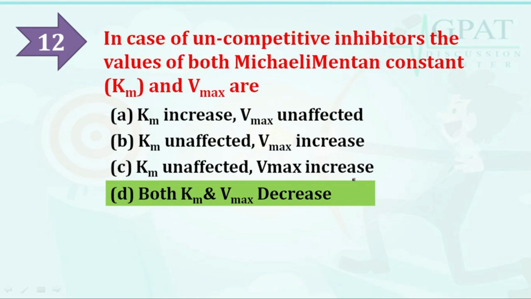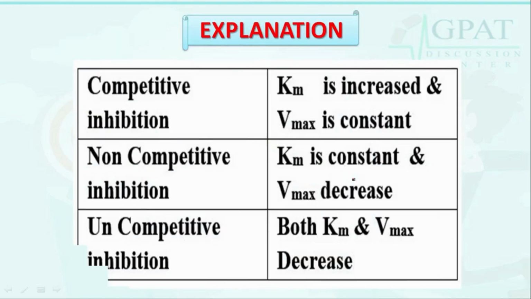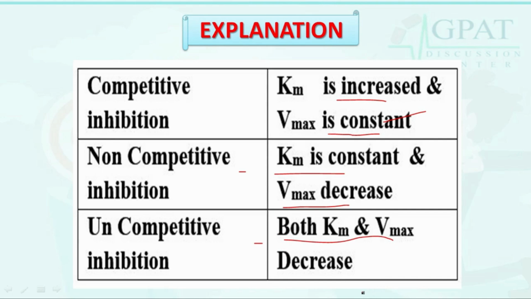So now just understand by this explanation that in case of competitive inhibition, Km is increased and Vmax is constant, and in non-competitive inhibition Km is constant and Vmax is decreased, and in uncompetitive inhibition both Km and Vmax decrease. Students, try to revise these things. Don't get confused between competitive, non-competitive and uncompetitive. Try to learn and revise on time, so there will be no chance to get confused in these types of cases.